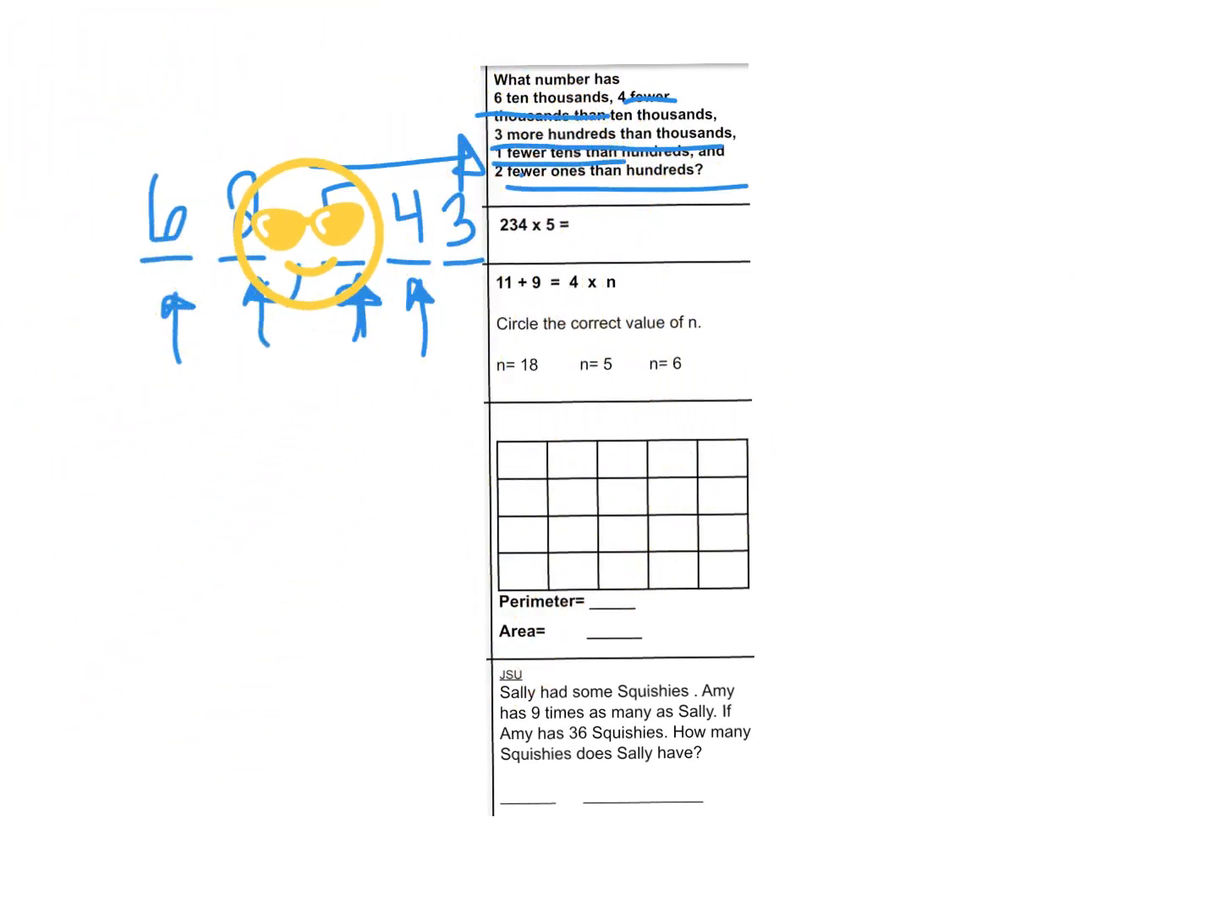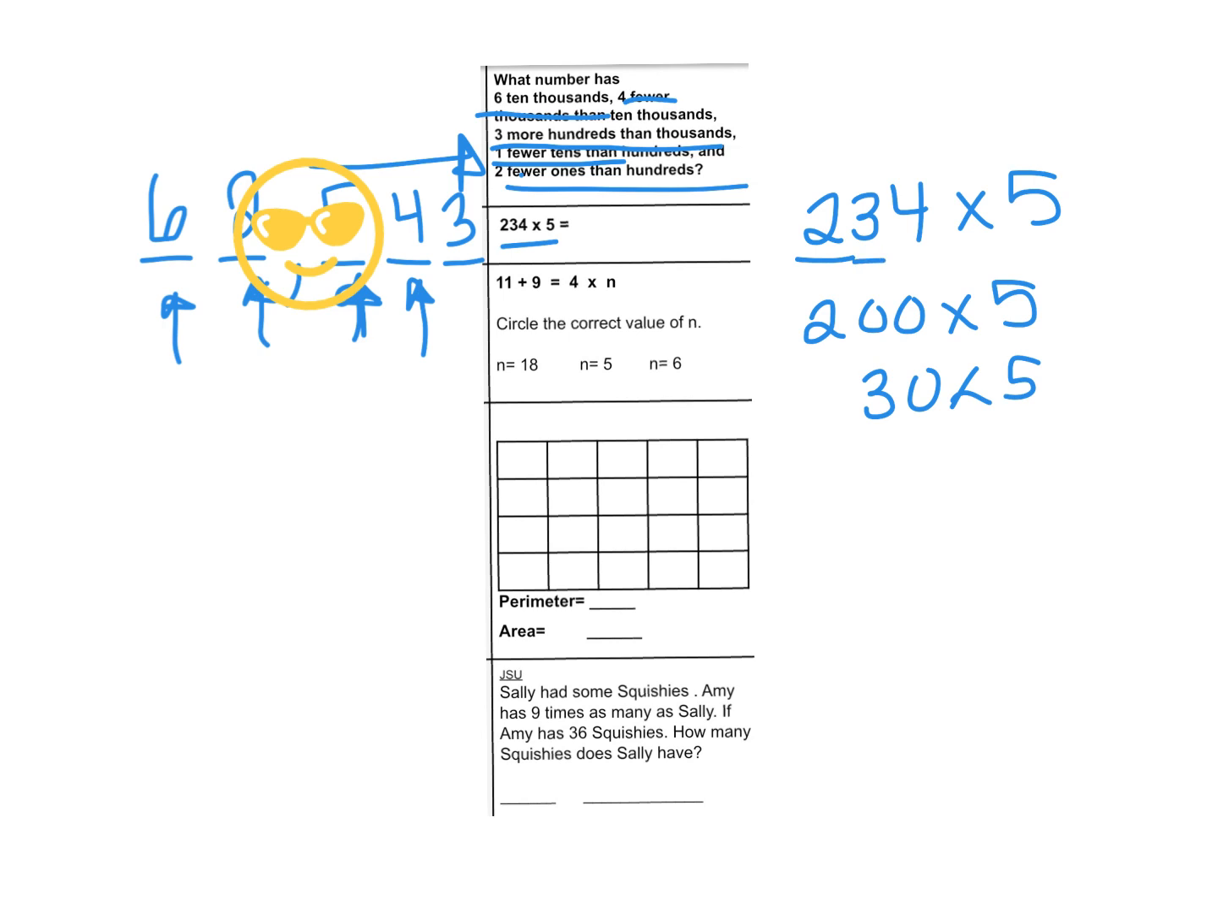All right, next one is our multiplication question. This one says 234 times 5. I'm going to use that strategy where I pull these apart into place value. So I have 200 times 5, 30 times 5, and 4 times 5. I'm not going to try to hold all of this information in my brain. That's too much to hold on to. So I could skip count by 200s 5 times. 200, 400, 600, 800, 1,000.